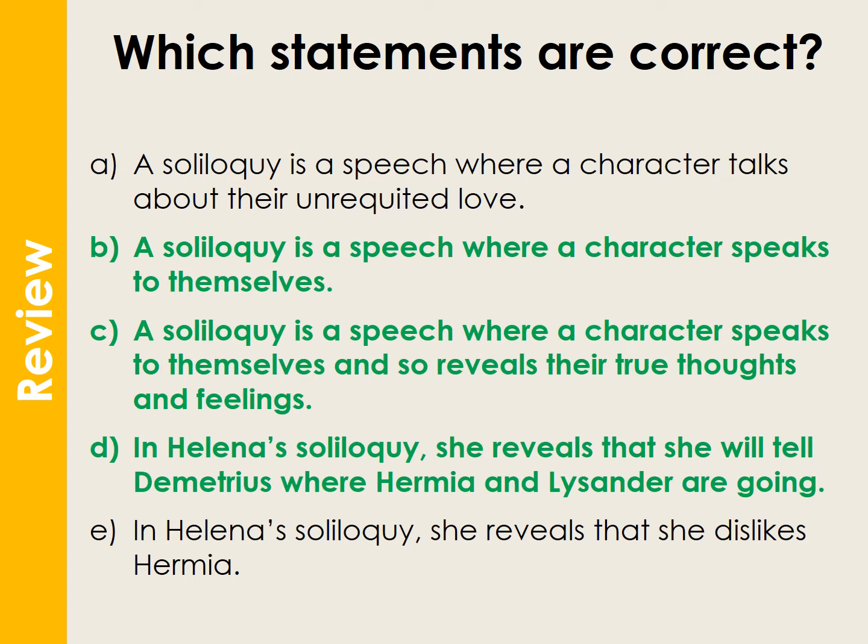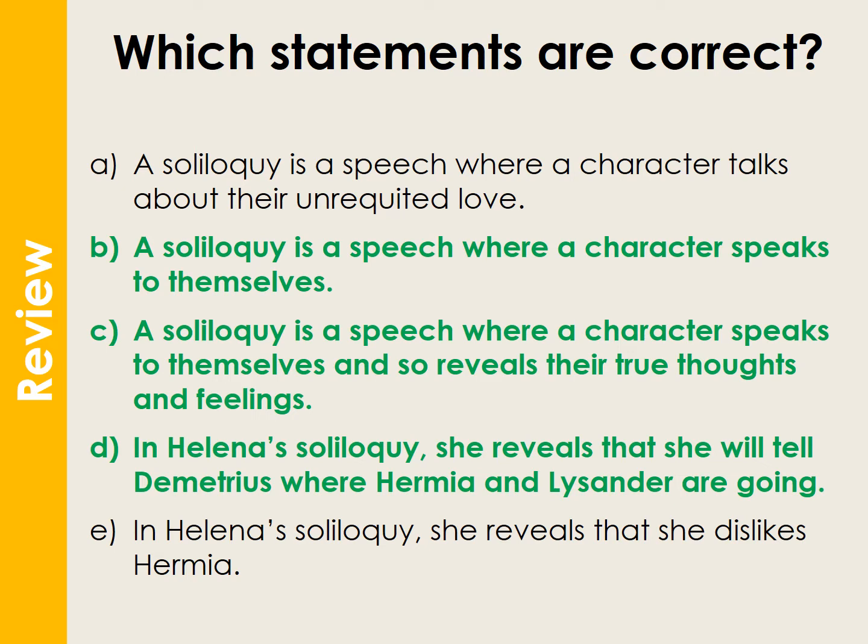Now you should have these middle 3. Now A is not correct because although Helena in her soliloquy does talk about unrequited love, that is just what Helena's soliloquy is about. That is not what every soliloquy is about. And the bottom one doesn't reveal that she dislikes Hermia. It just reveals that she's jealous of her, jealous of her looks, and that she wants to have the love that Hermia has from Demetrius.